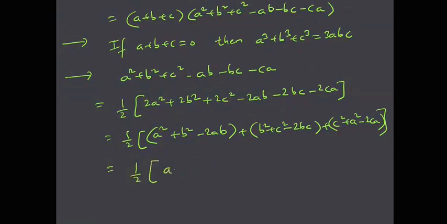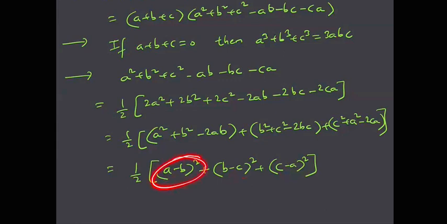So this you can write as (a minus b) whole square plus (b minus c) whole square plus (c minus a) whole square. Now you can see that this is a perfect square, this is a perfect square, this is a perfect square. We know that a perfect square is always greater than or equal to 0, right? Because square of something can't be negative if it is real. So each of these is greater than or equal to 0, and so this is always greater than or equal to 0, right?